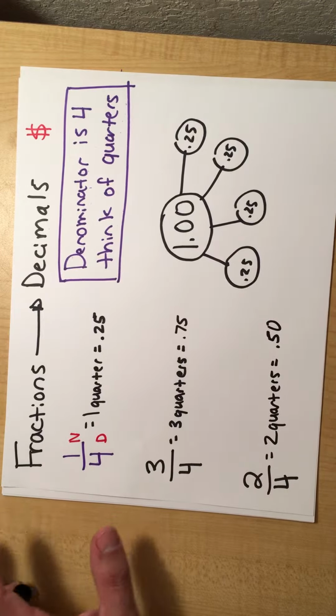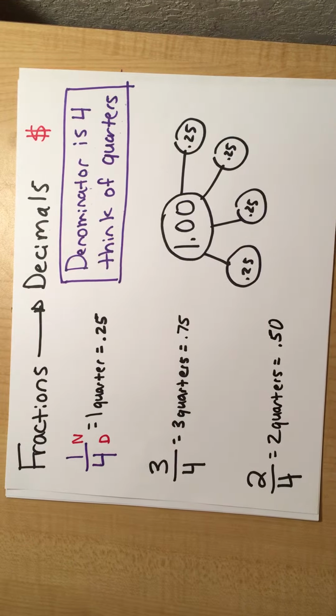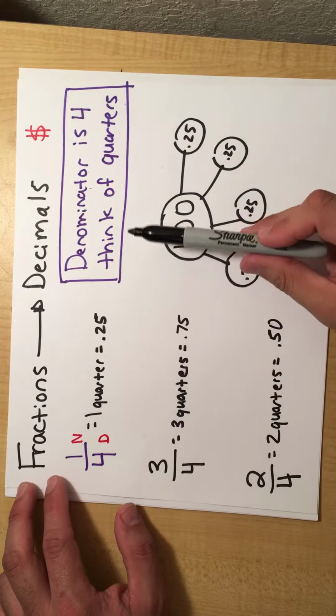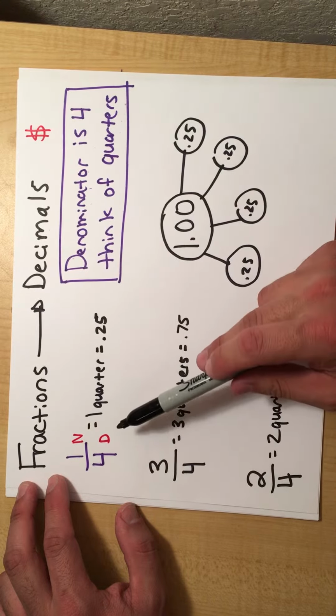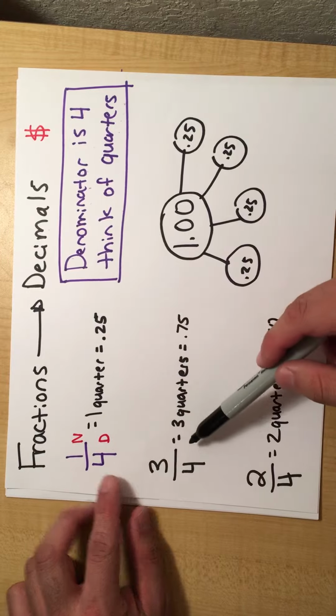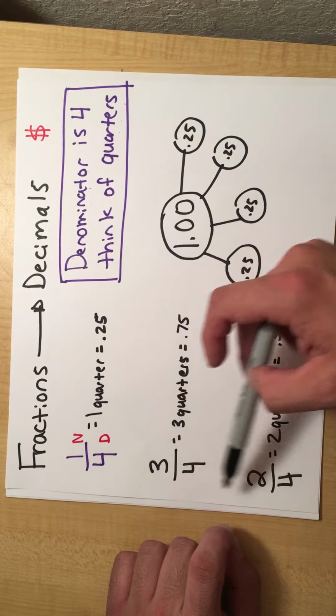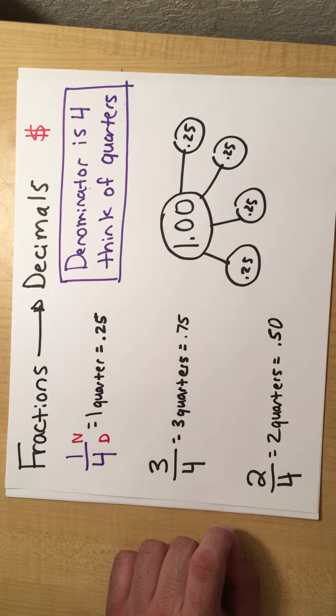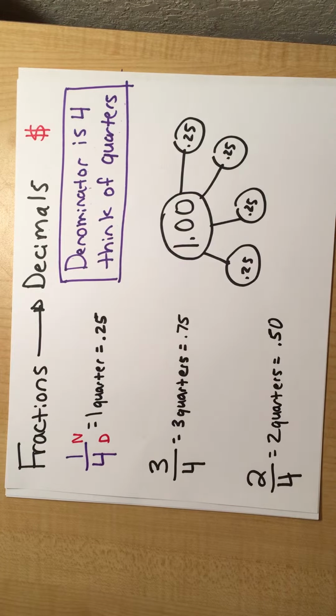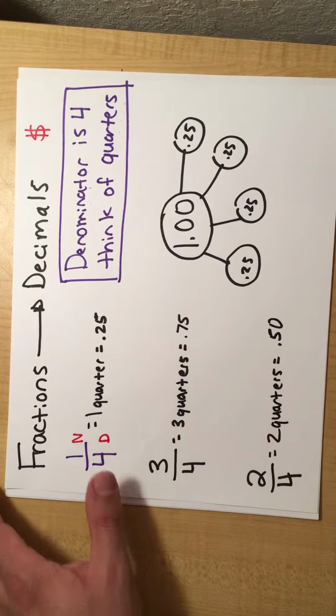And please be very careful, because this is only when the denominator of a fraction is 4. Do you see the denominator here is 4? The denominator here is 4, and the denominator here is 4. So whenever you see any fraction that has a denominator of 4, you can think of the numerator as if it were quarters. Okay? Pretty good with that.